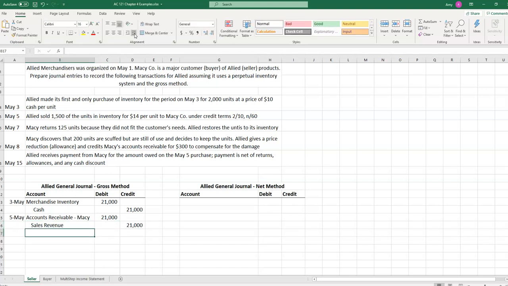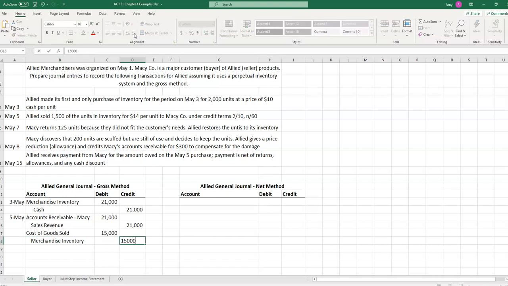The second part of that journal entry is for the inventory. So we move inventory when we sell it into an expense account called cost of goods sold. So cost of goods sold is for the cost of the inventory. So remember that inventory cost us $10 per unit. So those 1,500 units were $10 per unit. Then the difference between sales revenue and cost of goods sold is the profit we earned on that inventory. The credit is to remove the merchandise inventory from our books that we just sold.